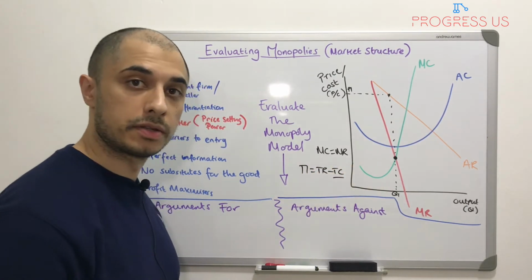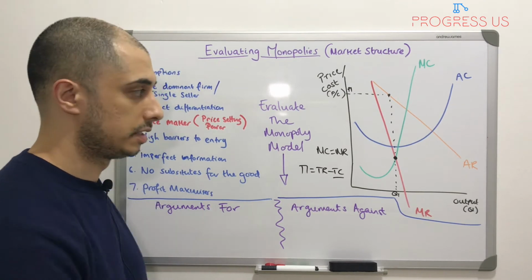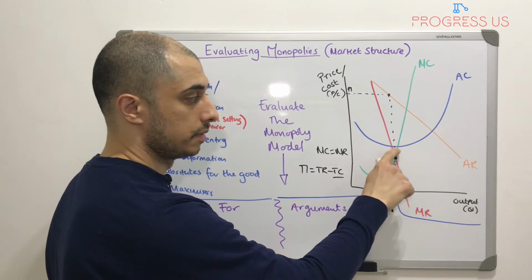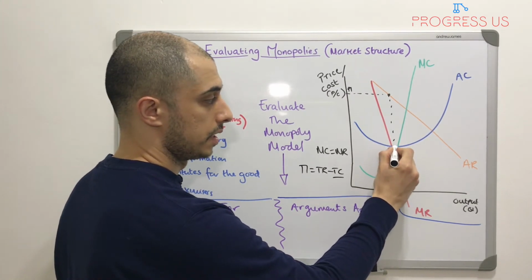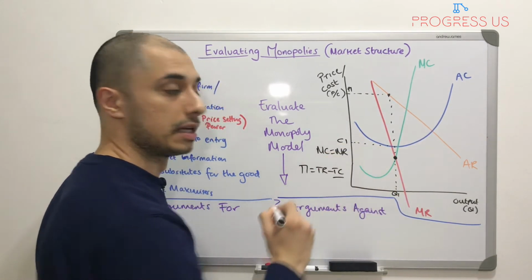So we can't forget about the total cost. How do we work out the total cost? Well, it's as simple as going back to your point of MC equals MR, taking it up to the cost curve, which is just there, bringing that across, and then labeling it C1.